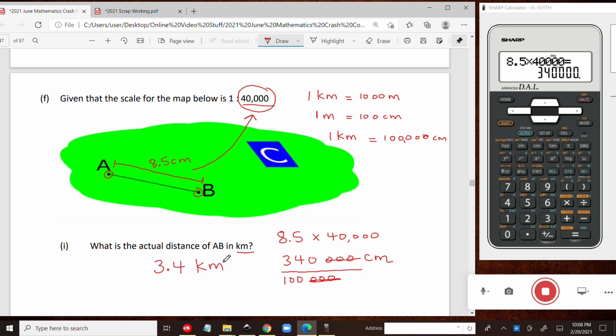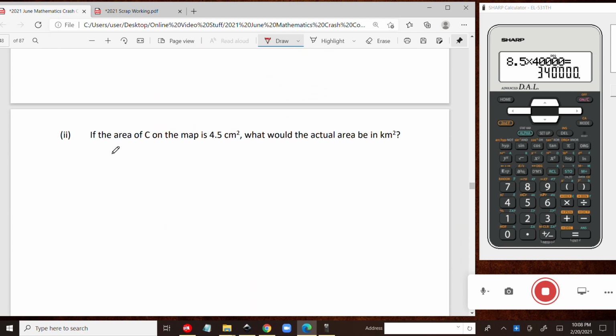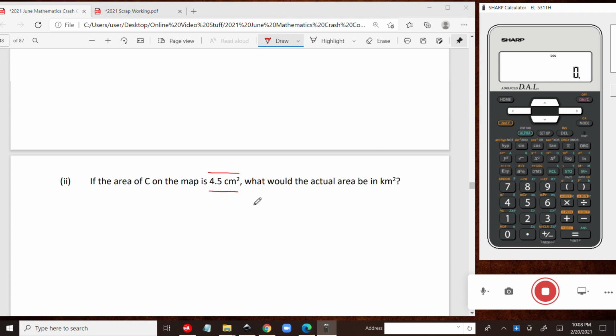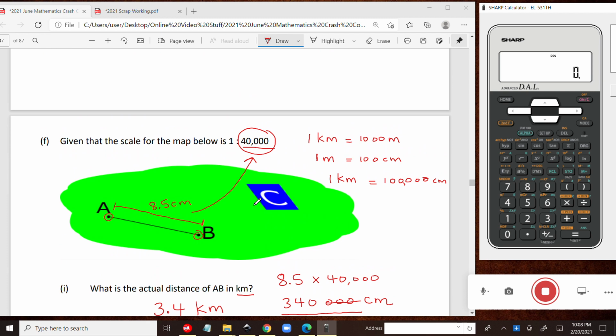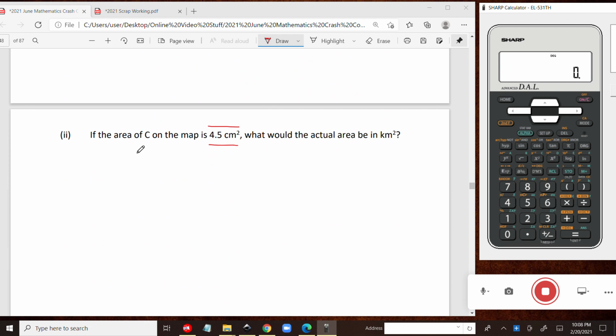And that's it. Okay? Now, in this part of the question, we were measuring length. The next part of the question is going to ask you an area. Now, this is the one that confuses students. First of all, they want us to find the area of C. So, C on the map has an area of 4.5 centimeters squared. Remember, area is measured in centimeters squared.